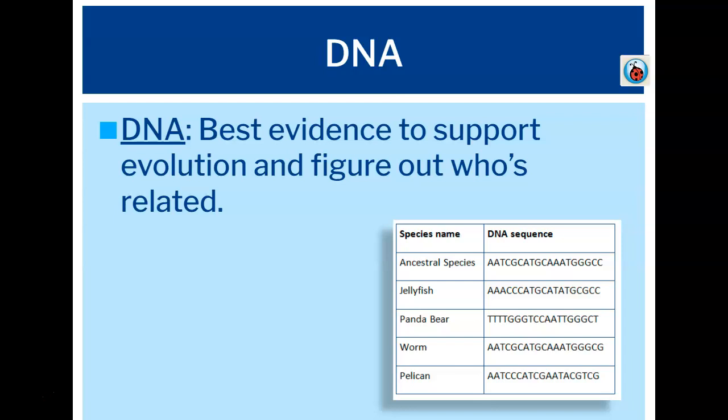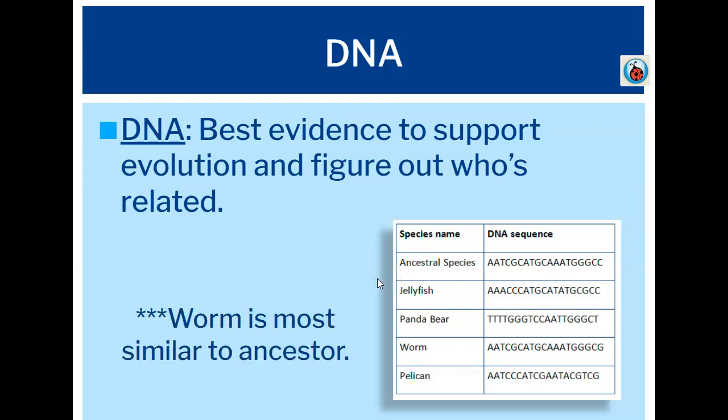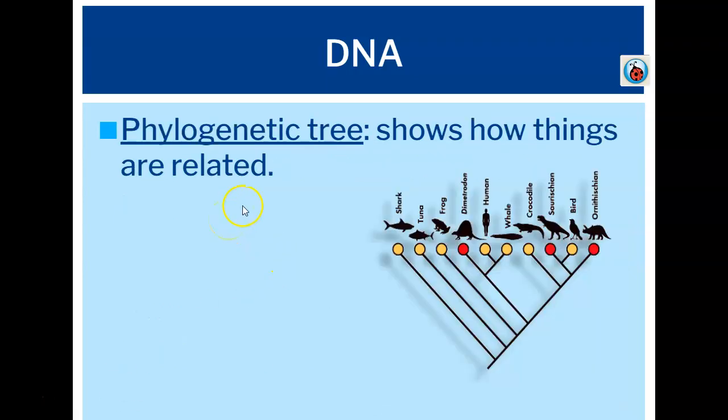And in this case, there was only one difference between the worm DNA sequence and the ancestor DNA sequence. So the worm is most similar to the ancestor. So the fewer the number of differences, the more closely related the organisms are. The larger the number of differences, the less closely related they are. So down below the picture, the diagram here, I want you to write phylogenetic tree, maybe at the bottom or off to the side.